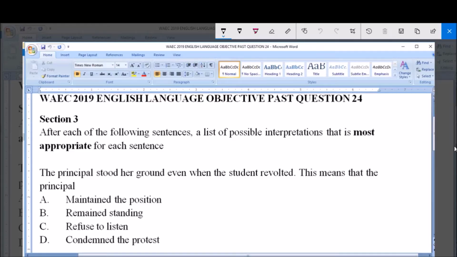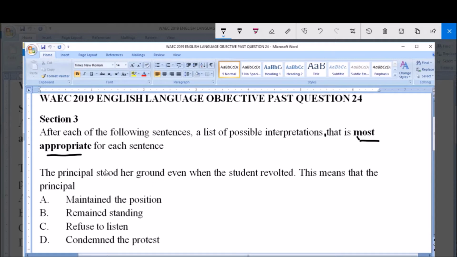Hello, I'm going to be answering WASSCE 2019 English Language Objective Past Question 24, and it is under section 3. Now, the instruction is: after each of the following sentences, we have a list of possible interpretations, and we have to choose one that is most appropriate for each sentence. The sentence is: the principal stood her ground even when the students revolted. This means that the principal A maintained the position, B remained standing, C refused to listen, D condemned the protest.